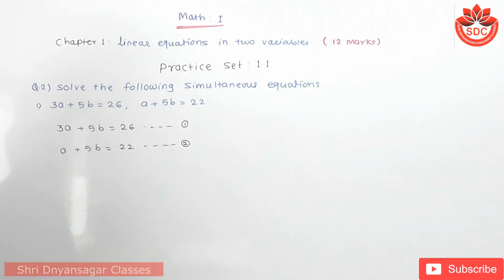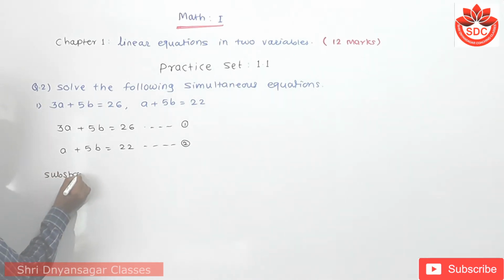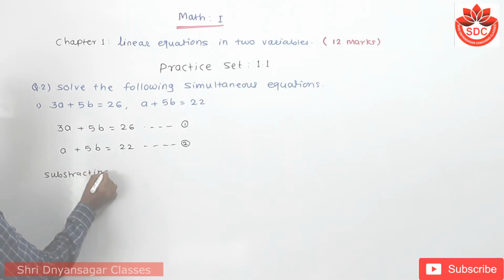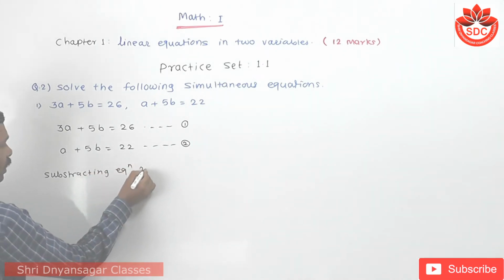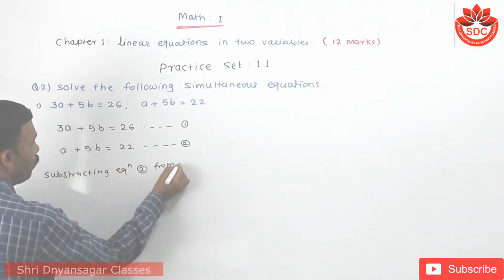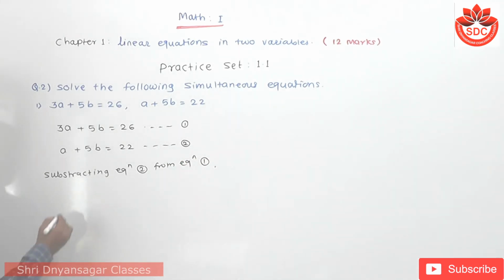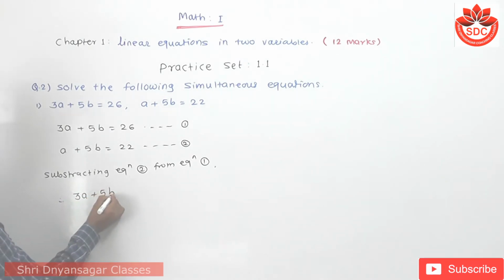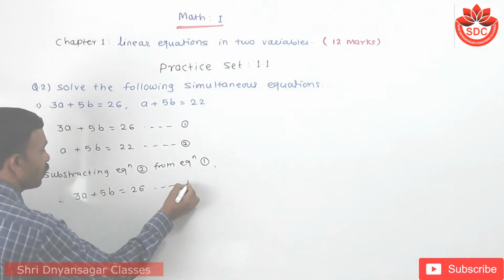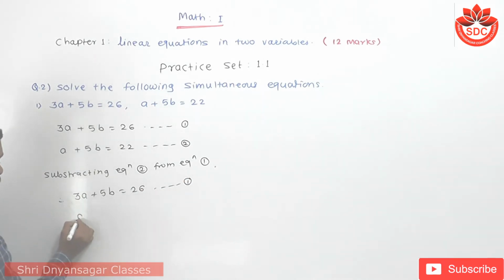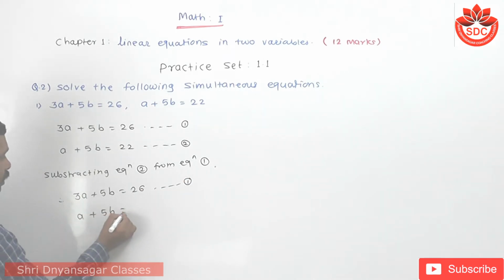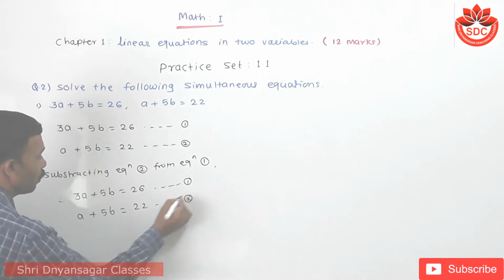So simple one. So first I have to write here, subtract or subtracting equation second from equation first. Now, I have to again write these equations. 3a plus 5b is equals to 26, equation number first. Second one is a plus 5b is equals to 22. This is equation number second.